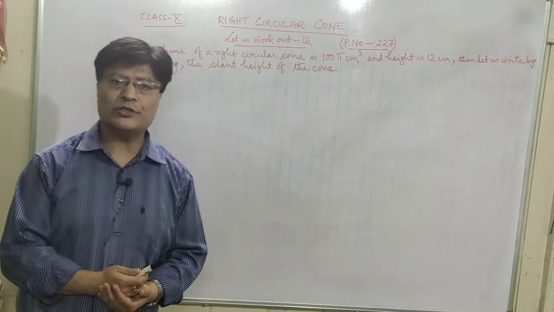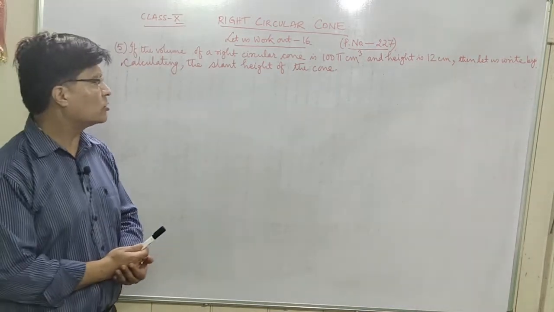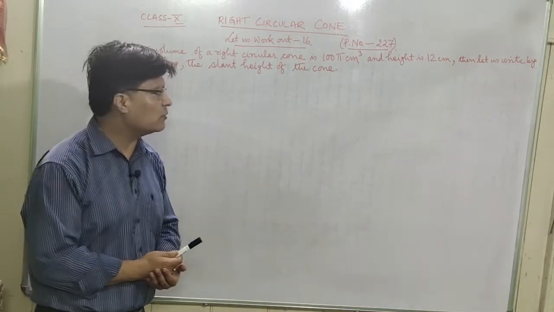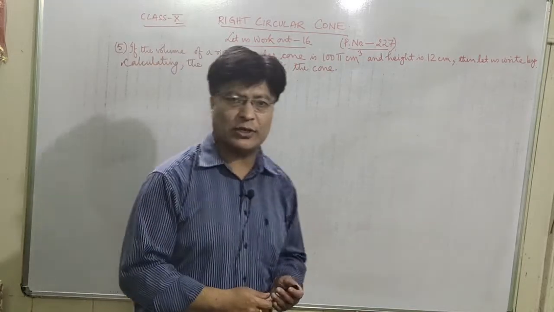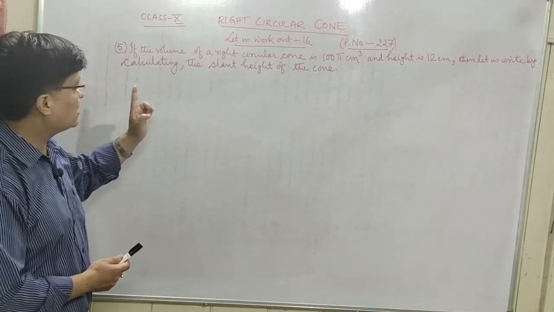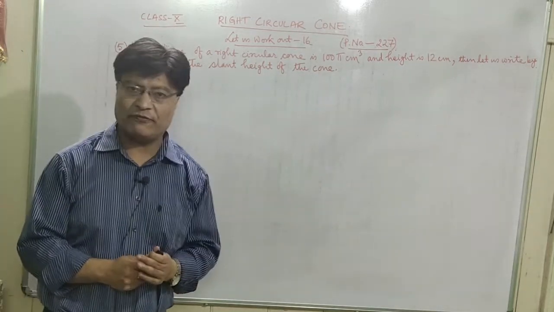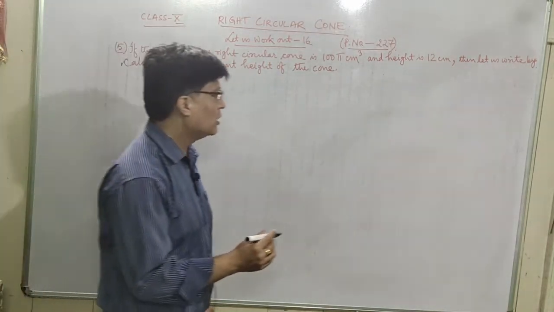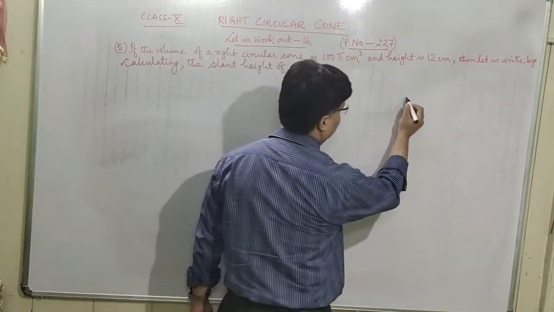So what is given in the question? The volume of the right circular cone is given, that is 100 pi centimeter cube, and its height is also given, that is 12 centimeter. So let us write by calculating the slant height of the cone. You have to find out the slant height of the cone. So let us draw the figure here.